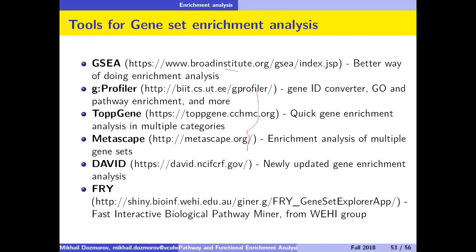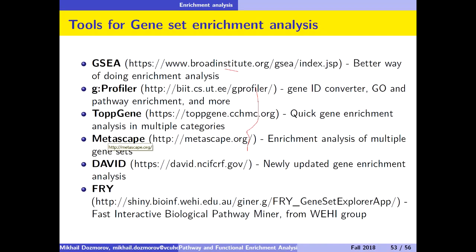So these are tools to perform gene set enrichment analysis. I mentioned GSEA is a good way to perform enrichment analysis, and you can download a Java application on your computer, plug in your ranked gene list, and perform enrichment analysis and get nice interpretable results. g:Profiler, it's online. You just plug in your gene list and get some results.